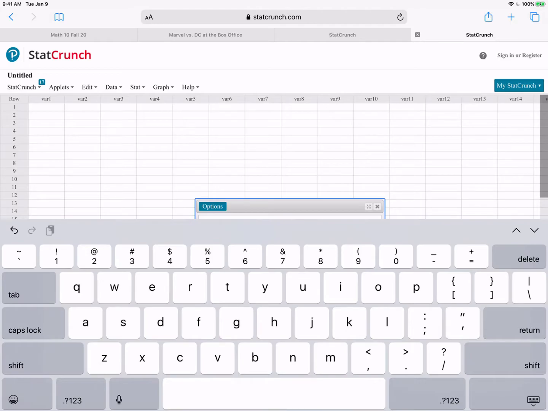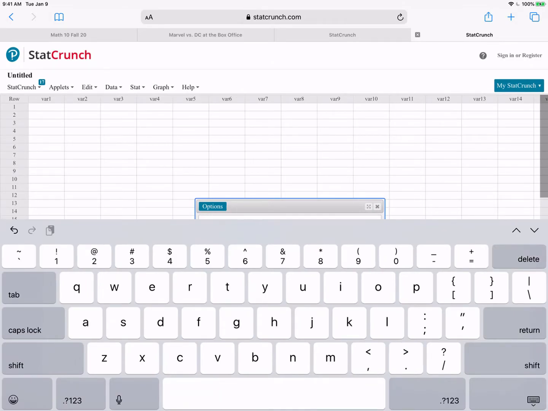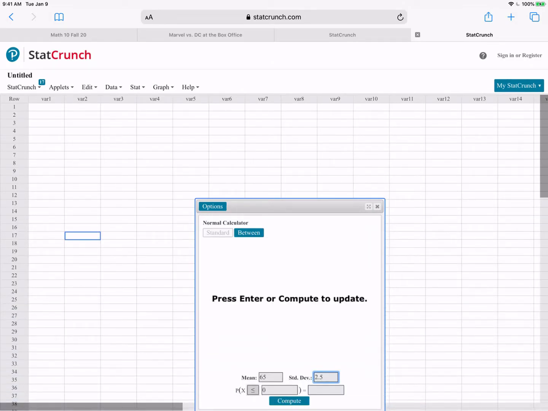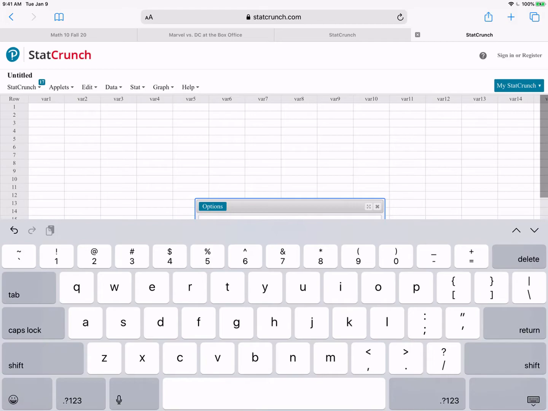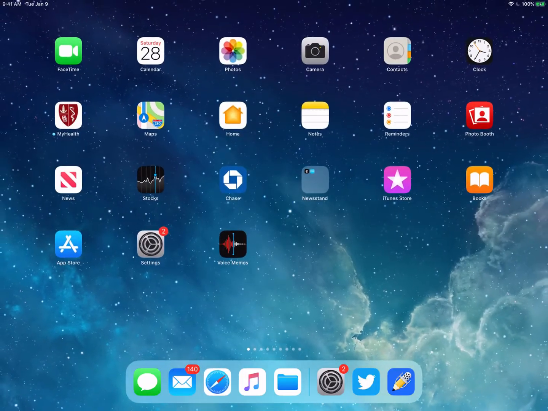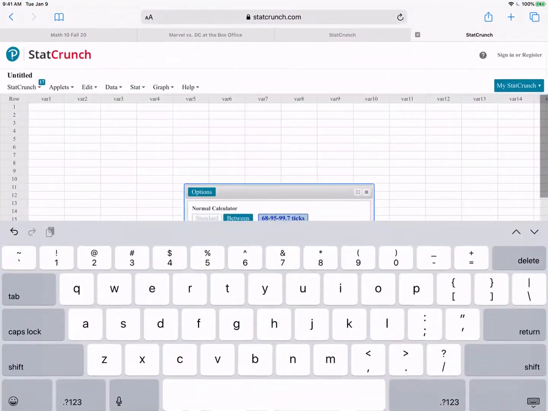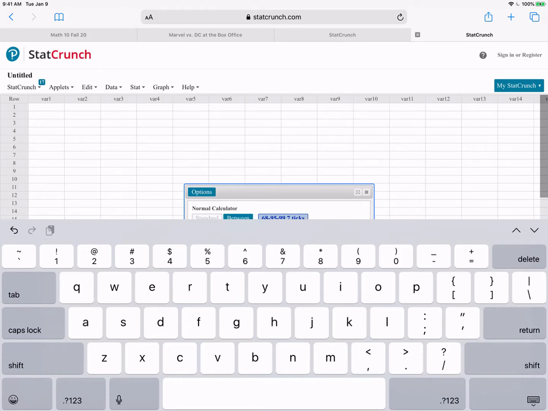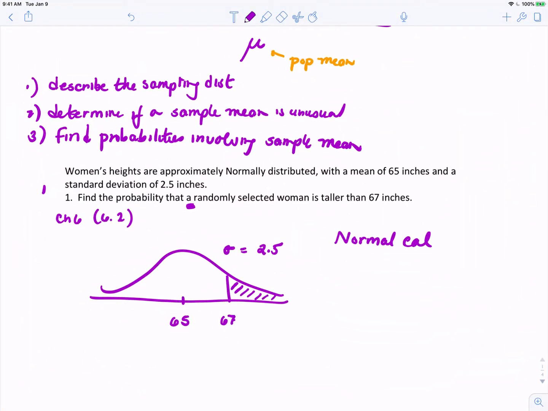So the mean is 65. The standard deviation is 2.5. And you're interested in the probability that a woman is taller than, I'm not sure what we said in the problem, let me go back and check for a moment. You're interested in the probability that the woman is taller than 67 inches. And so we want to know the probability of a number greater than 67, and that's 21.2%. All right, so this would simply be equal to 21.2%.